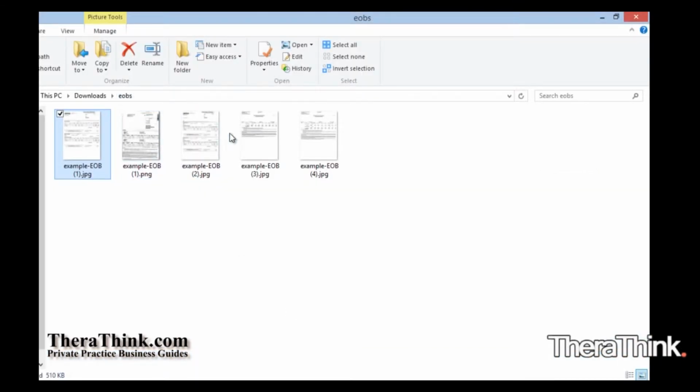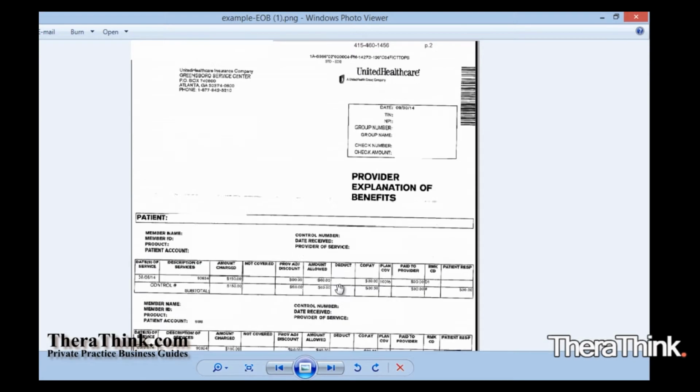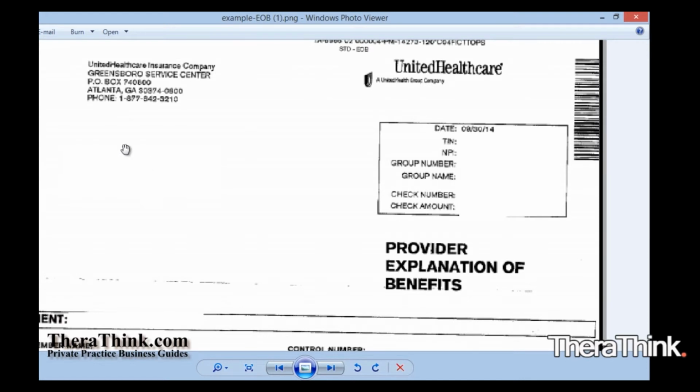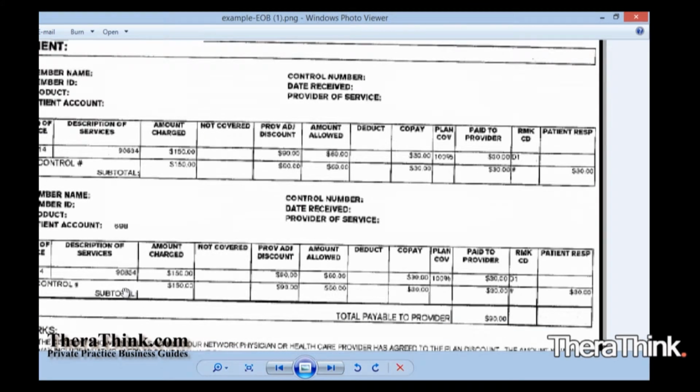Let's take a look at another one. Okay, so this one's from UHC. This is where the provider information lives. This is where the provider's information about the check lives, as well as further information, so the tax ID number, MPI, group number, and group name. And then we also have another blank one here.